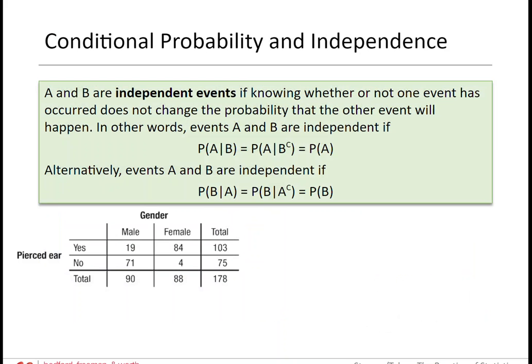Now, we can use conditional probability to determine if two events are independent. If A and B are independent events, that means that knowing whether one event has occurred does not change the probability that the other event occurs. Or in other words, A and B are independent if the probability of A given B is the same as the probability of A given B complement, which is the same as the probability of A. Or if you switch up A and B, the same thing holds.